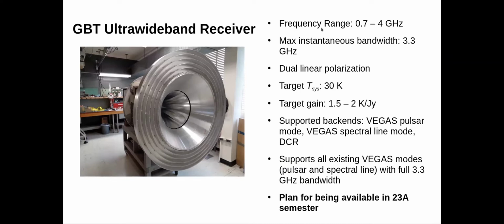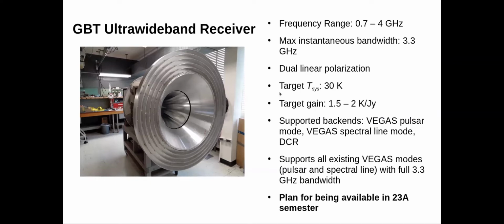So it's going to cover the frequency range of 0.7 to 4 gigahertz, and we'll be able to do that full 3.3 gigahertz of instantaneous bandwidth with our VEGAS backend, and with our DCR continuum backend, but I would not recommend using the full bandwidth to do the 1/f noise with a bandwidth that wide. It'll provide dual linear polarizations, and you'll have the option in the backend processing to form self and cross polarization products so that you can form full Stokes parameters.